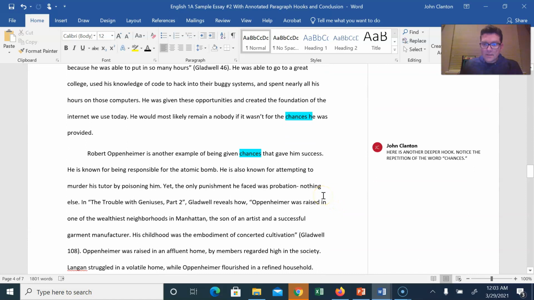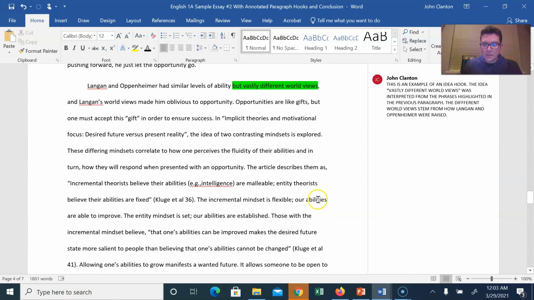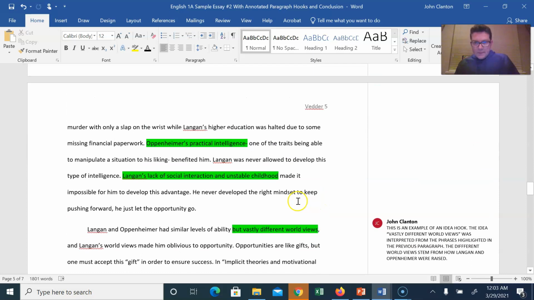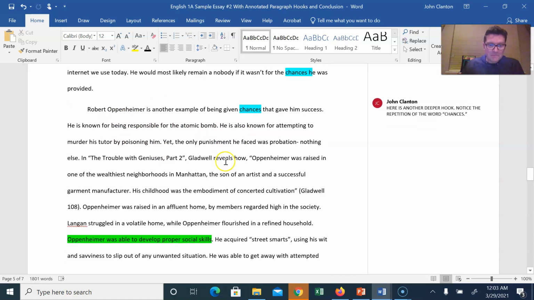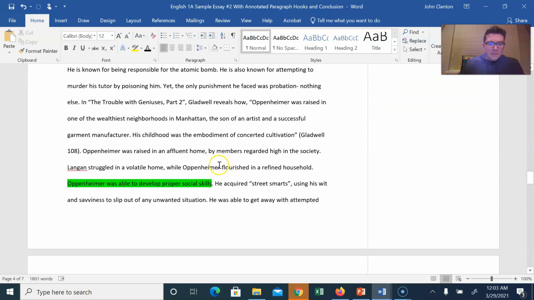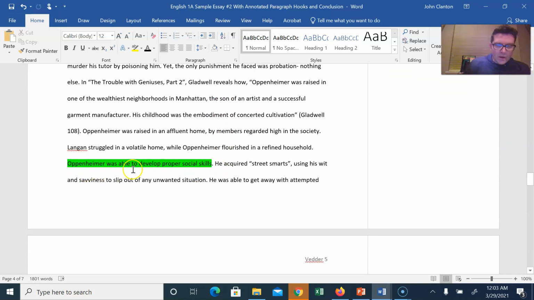It would be right here. Oops, sorry about that. Right here. Okay. So again, let's start with this body paragraph here. We have already talked about this one. Robert Oppenheimer is another example of being given chances. Okay. So take a look here. I went in and I highlighted what I thought were phrases or words that helped to present the topic or the main idea of this paragraph.